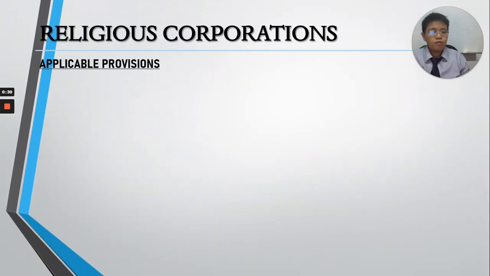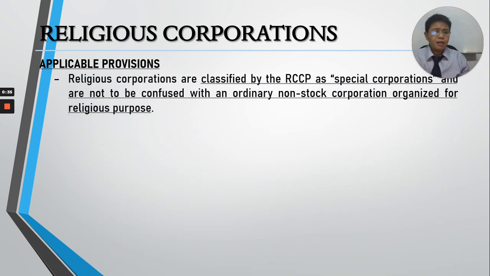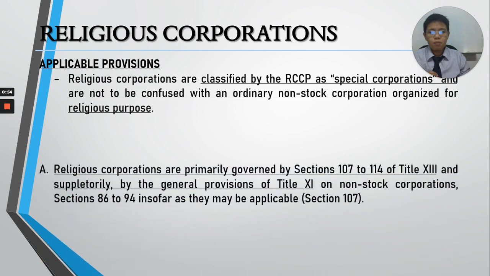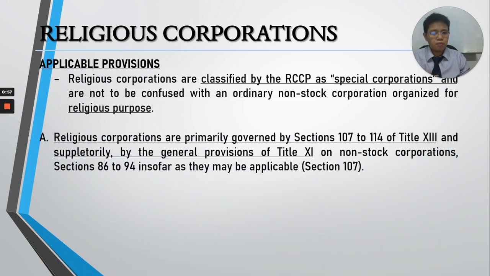Please take note also of the applicable provisions for religious corporations. What you have to remember is that, again, a religious corporation is a special corporation defined under the Revised Corporation Code, specifically under Special Corporations, Title 13. Now, this is not the same as an ordinary non-stock corporation organized for religious purposes. Magkaiba daw na naman sila. Again, now, religious corporations are governed primarily by Title 13, sections 107 to 114 inclusive, and suppletorily by the general provisions of Title 11 on non-stock corporations.